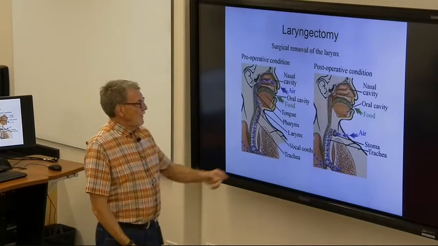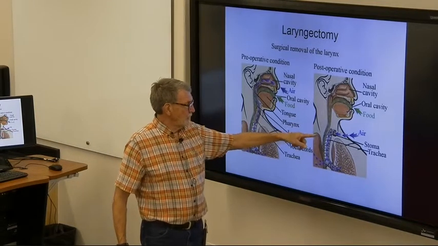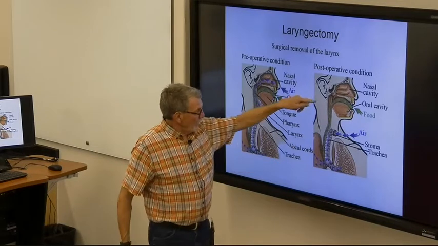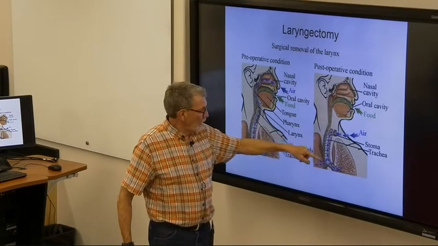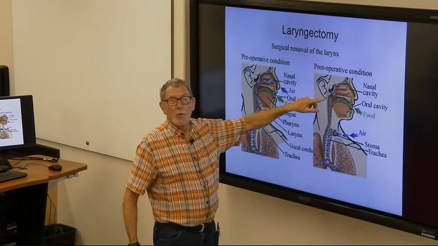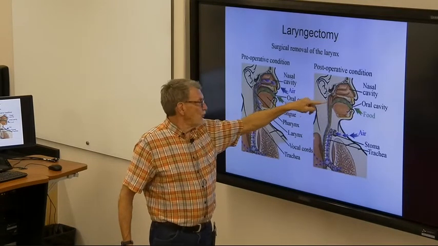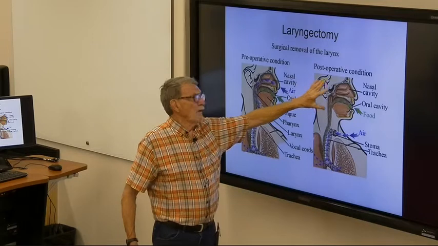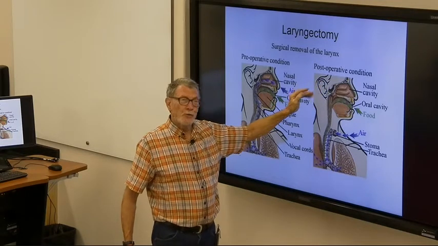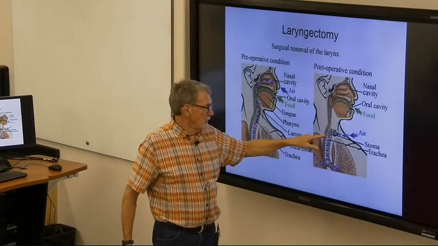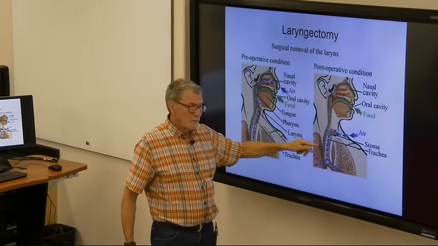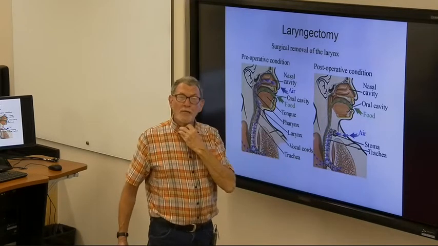Laryngectomy, taking out the larynx. Now look, here's the esophagus, but your lungs aren't even connected up here anymore. So you can't talk through here. You can never again breathe through your nose or breathe through your mouth. The air has to come in through a stoma, a hole cut in the front of your neck.